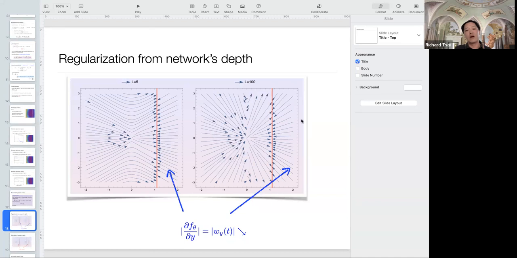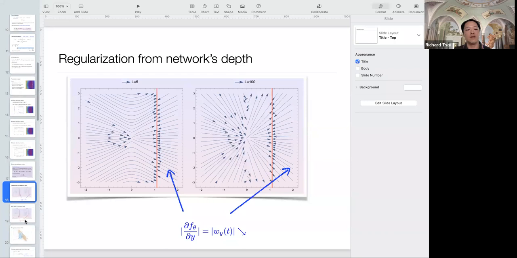So in this regard, you see that the more layers you have, if you initialize in the right half plane in 2D, then the smaller in magnitude this WY would be. This means that when you evaluate your function at a point that's outside of your original data distribution, the behavior of this function will be more controlled in this manner.